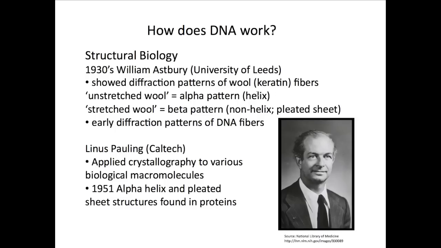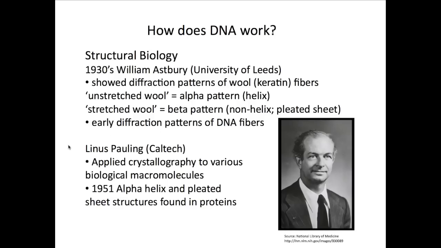The unstretched wool had a pattern that turned out to be something called the alpha helix, and the stretched wool had a beta pattern, which turned out to be what's now called the pleated sheet secondary structure motif. And Astbury also generated some early diffraction patterns of DNA fibers that gave some hope that you could actually learn something structural about the DNA by using these X-ray crystallography methods.